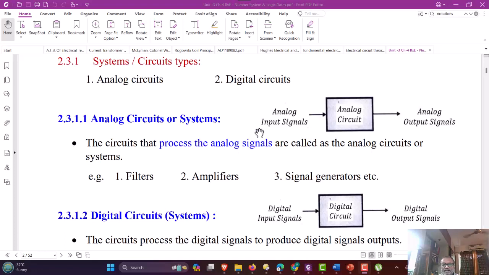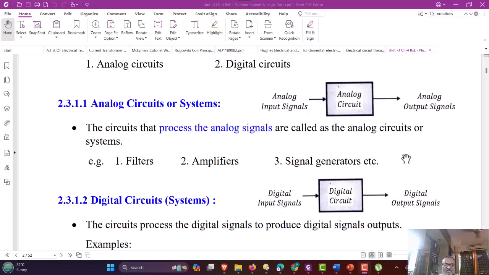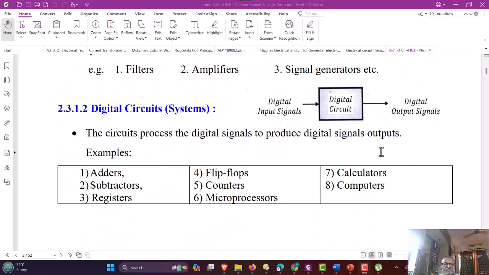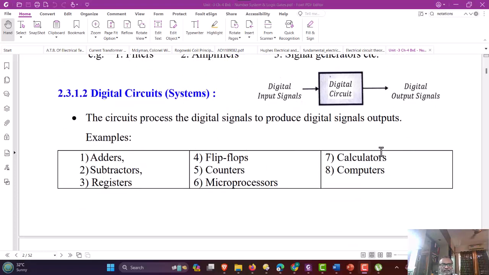They are having input as analog signals and the processed output, that is also the analog signal. The typical examples are filters, amplifiers and signal generators, etc. The digital systems are also called discrete systems. These systems process the digital signal to produce the digital signal output.